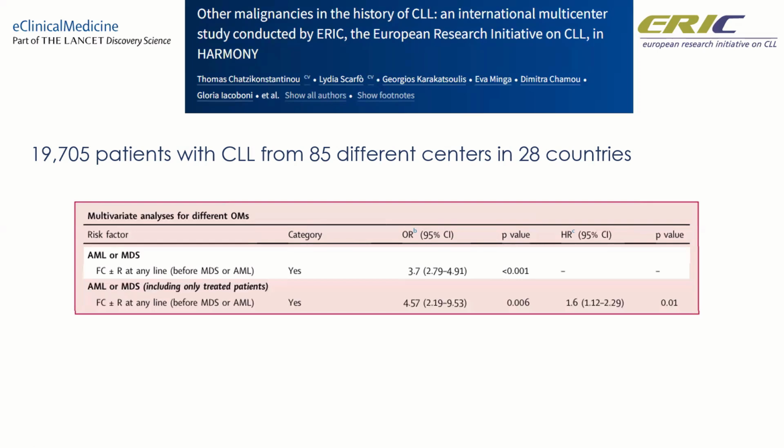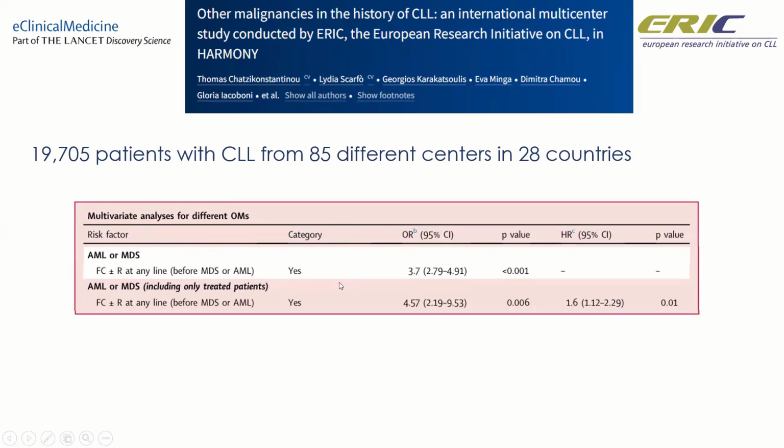Another example that I would like to show you is this study that I was lucky enough to be part of. This study was conducted by the European Research Initiative on CLL. And in this study, we collected data on almost 20,000 patients with CLL, and we tried to assess the risk factors for the occurrence of other malignancies in patients with CLL. So all patients had this hematological malignancy, CLL, and we assessed the risk factors for the occurrence of a second malignancy. And I'm showing you here in the table a specific finding where we found that a specific chemotherapy given for chronic lymphocytic leukemia was associated with the occurrence of an acute leukemia.